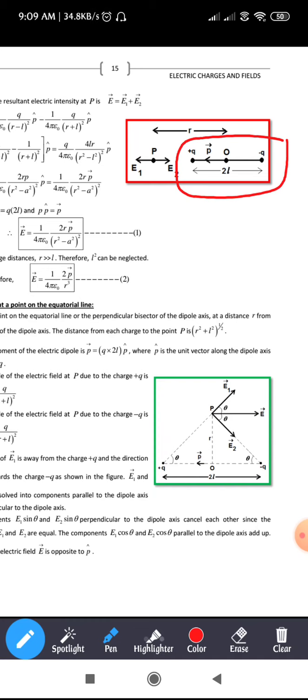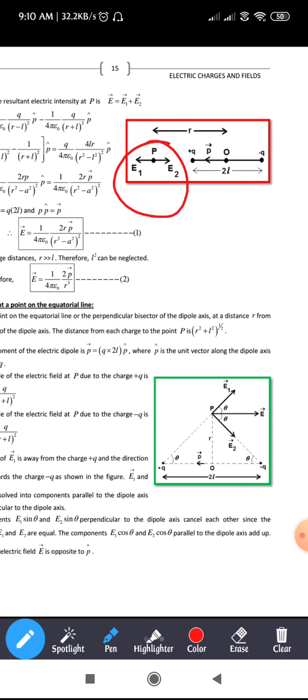Now what we need to do is find the electric field at the point P here. You can see capital point P. Capital P denotes the point where we need to find the electric field due to both the charges. As you know, you have E1 and E2 there. You can see the directions of E1 and E2 are opposite to each other.